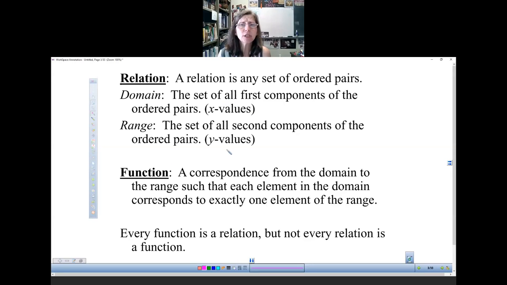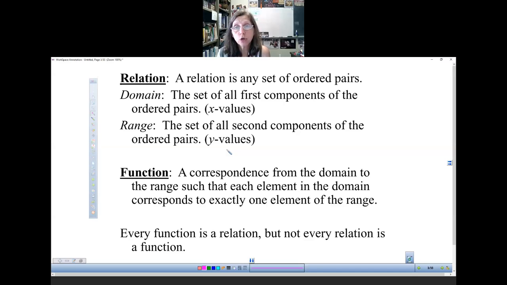Essentially, a relation is any set of ordered pairs that you might have. We've looked at circles. Circles are great relations. They are not functions, however. We've graphed some equations, which turned out to be functions, as we'll discover later on. But anytime you can create a set of ordered pairs, you have some type of relation.